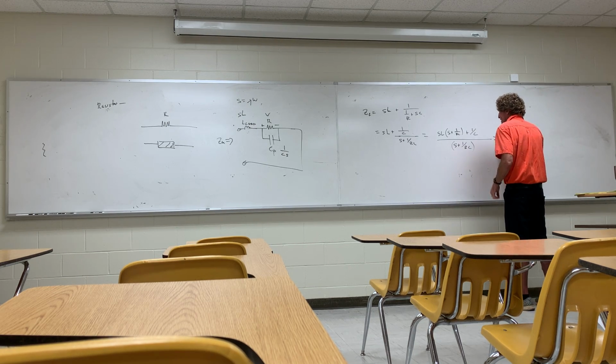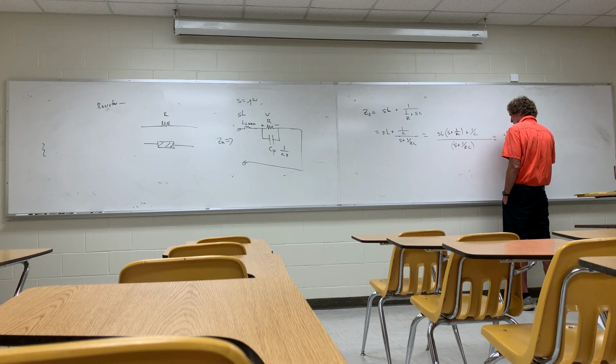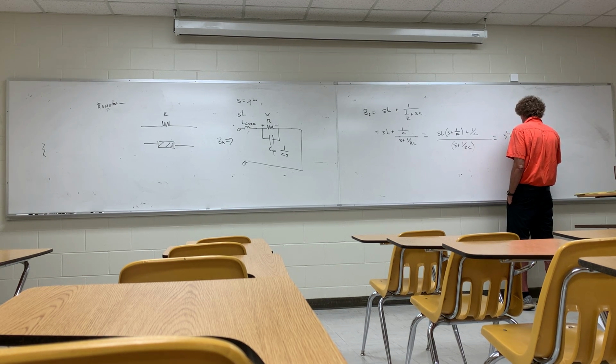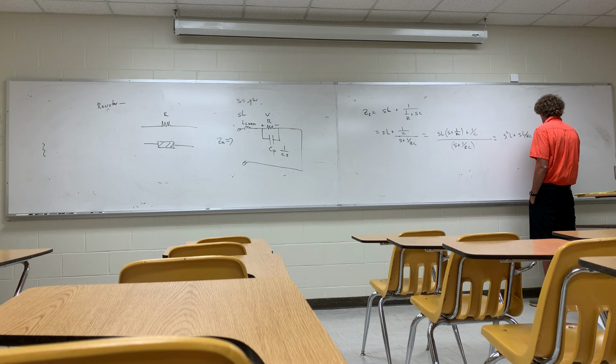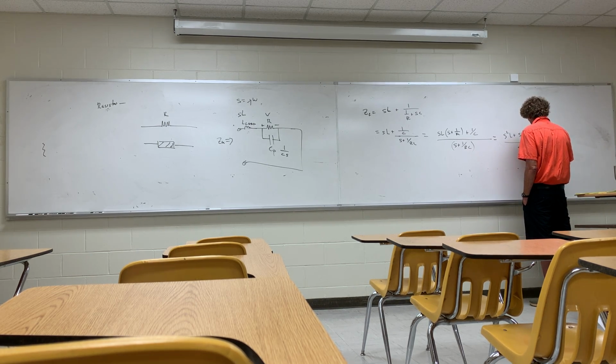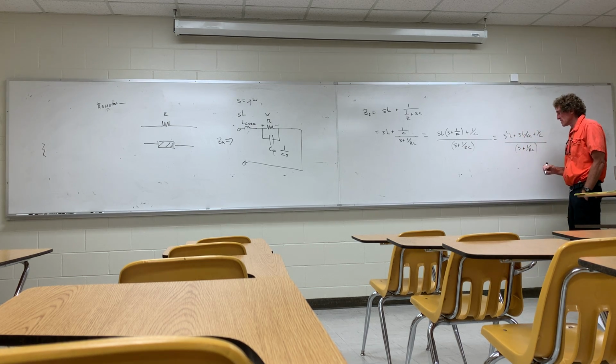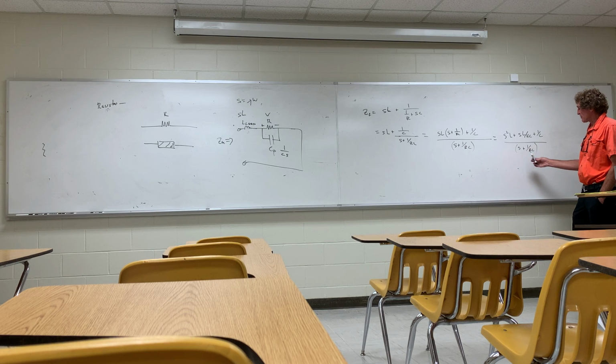And then square the thing out, so you have S squared L plus SL over RC plus, no, plus just 1 over C, pardon me, all over S plus 1 over RC. I did it this way for a reason. I wanted to make sure this S had no coefficient other than 1. So this is going to be a useful point.